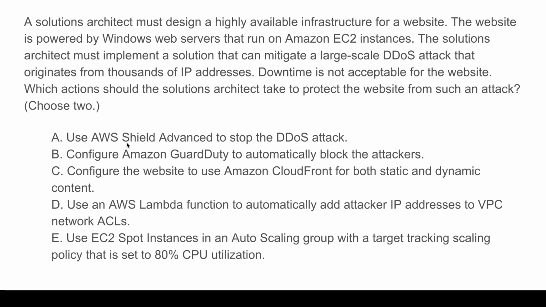Option A uses AWS Shield Advanced to stop the DDoS attack. Now this is fantastic for DDoS attacks because AWS Shield is built for DDoS attacks, and being advanced is just better. Option B configures Amazon GuardDuty to automatically block the attackers.